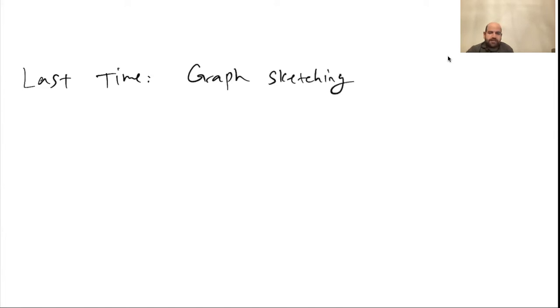Hello, everyone. So last time we were looking at graph sketching problems, and we were looking at the steps about how to sketch a graph of a given function by analyzing it and using derivatives. So last time, graph sketching. In particular, we looked at polynomials and rational functions with oblique asymptotes, and also root functions. So we did a few examples of each type.